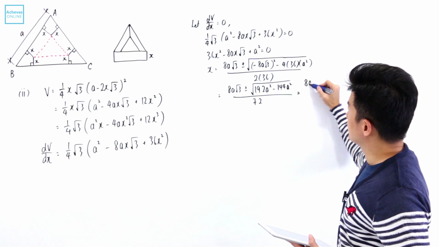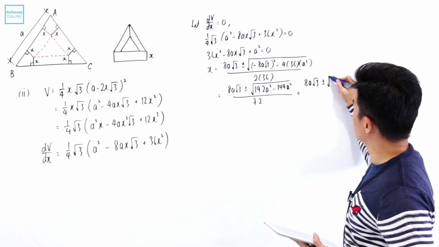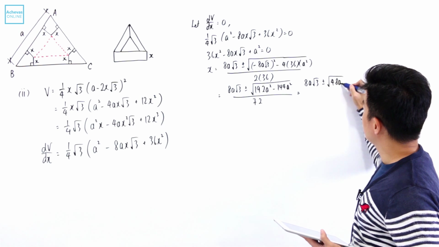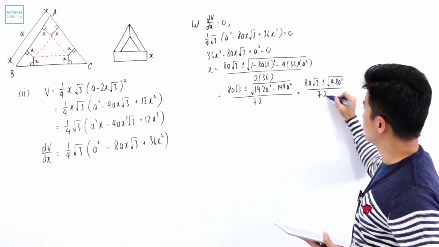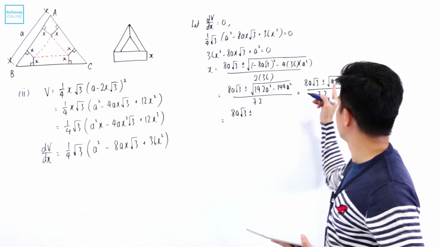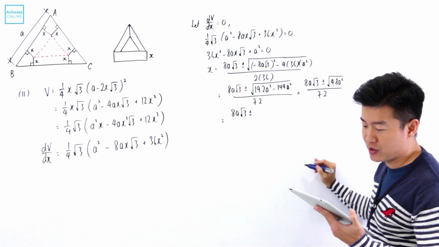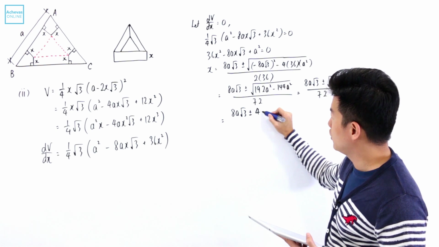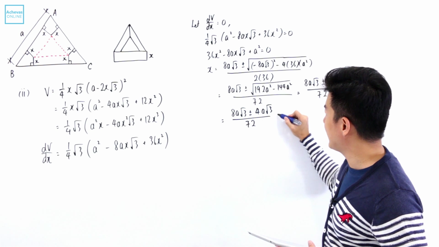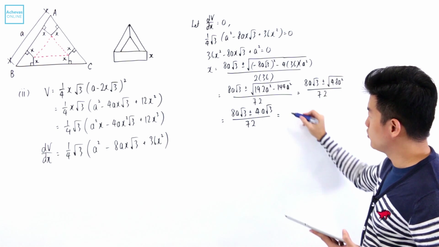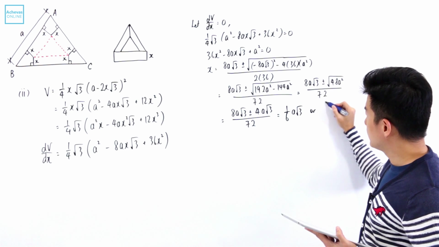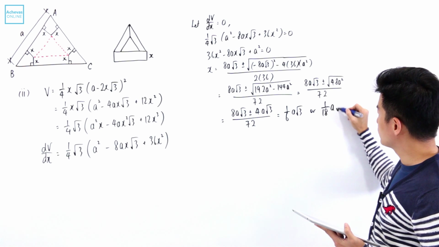This is going to be 8a square root of 3 plus or minus the square root of 48a squared, divided by 72. It is going to be 8a square root of 3 plus or minus this 48. 48 is 16 times 3, so it is going to be 4a square root of 3, divided by 72. Which means that x is going to have 2 possible values. One is 1 over 6a square root of 3. The other one is 1 over 18a square root of 3.